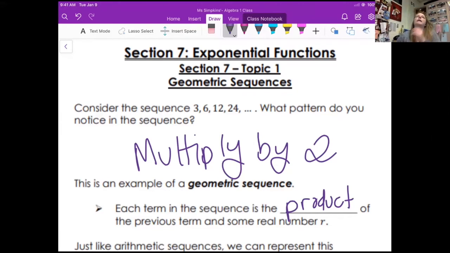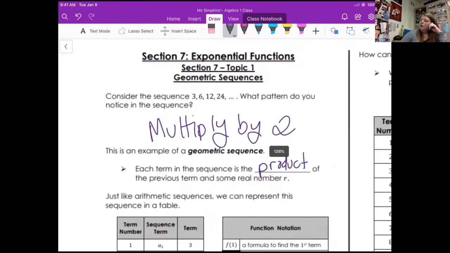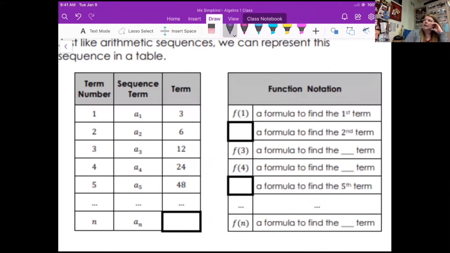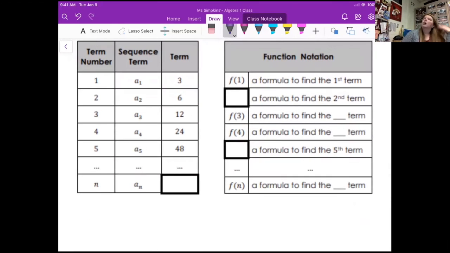And just like arithmetic, we're going to talk about the 2 different formulas. The name of the terms is still the same. A1 is still the first term, A2 second term, and so on. So a sub n, if we're talking about the recursive formula, it's still a sub n minus 1, except we're going to be multiplying, in this case, by 2, or multiplying by whatever number that is. And this goes in here. Again, I just have too large of handwriting to fit it in there.